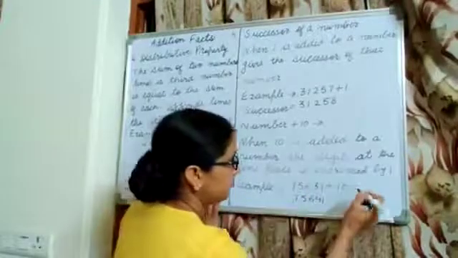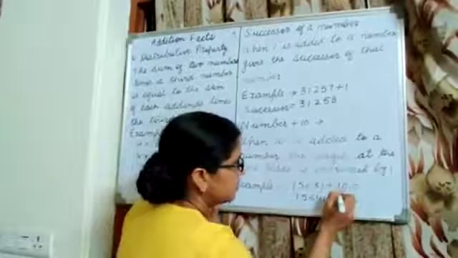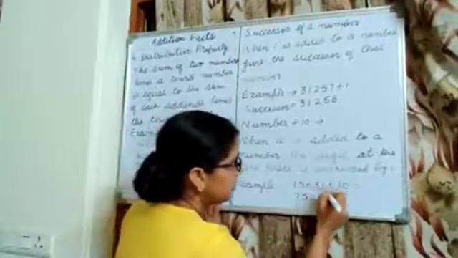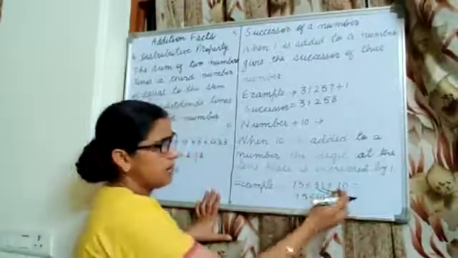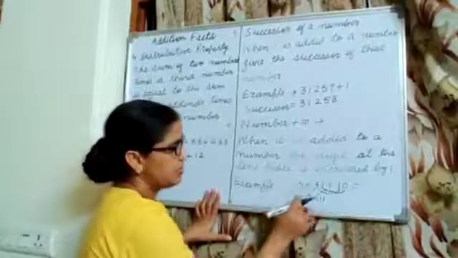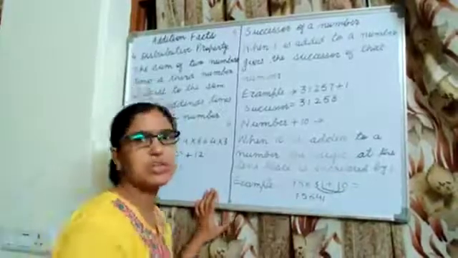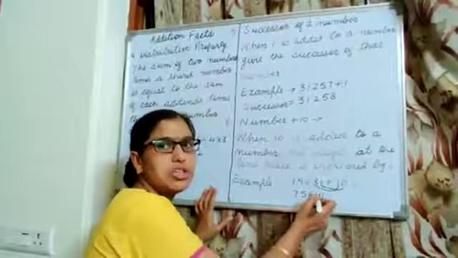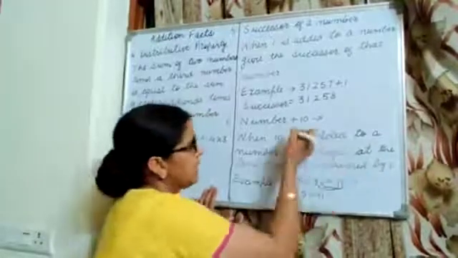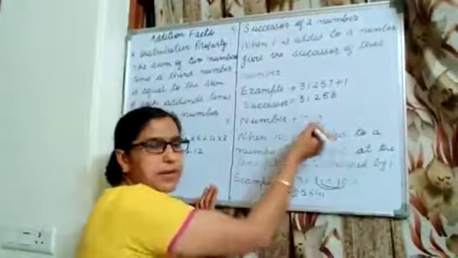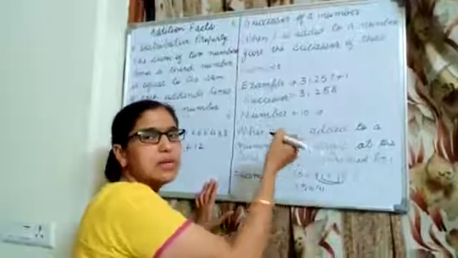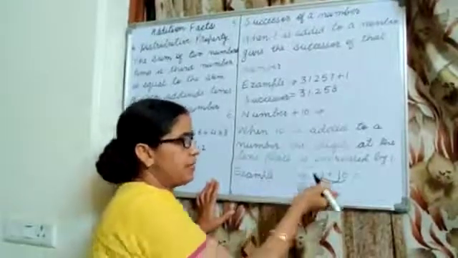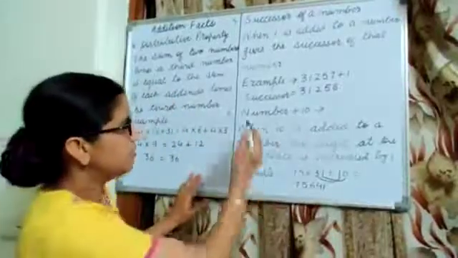You can see 3 plus 1 is 4, and after that nothing is there, so this will remain the same. What change can you see here? In this number only the tens place is increased by 1. When 10 is added, number plus 10, it means the digit at the tens place, we add 1 to it. This is called number plus 10.